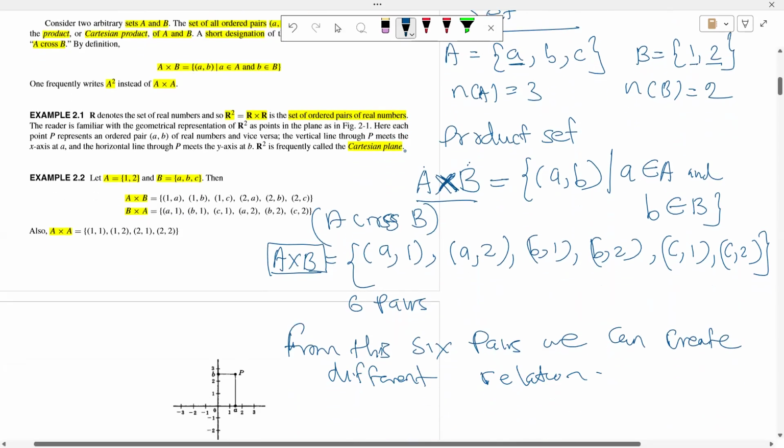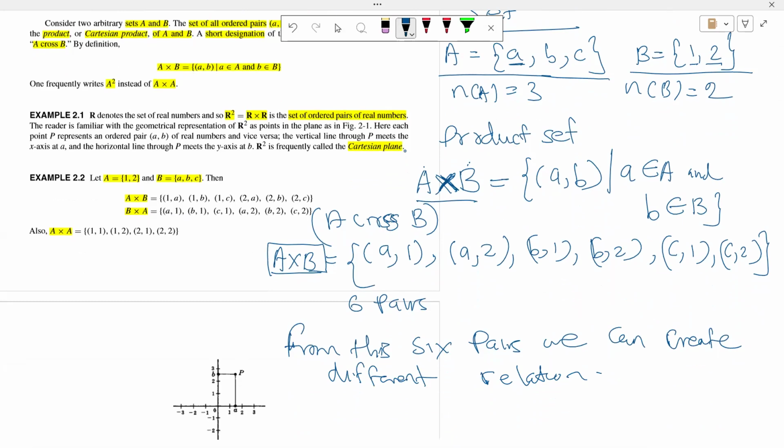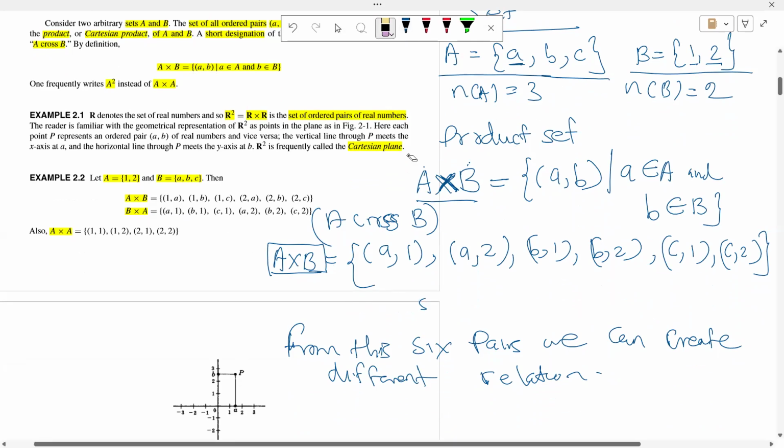Okay, now just think about it. Now you are familiar with how to write A cross B, right? So if you have a set A with three elements and another set B with three elements, we can find out how many ordered pairs we can create for A cross B by multiplying the number of elements in A with the number of elements in B. That is the way we get the number of ordered pairs. So here 6 pairs we can create, right?